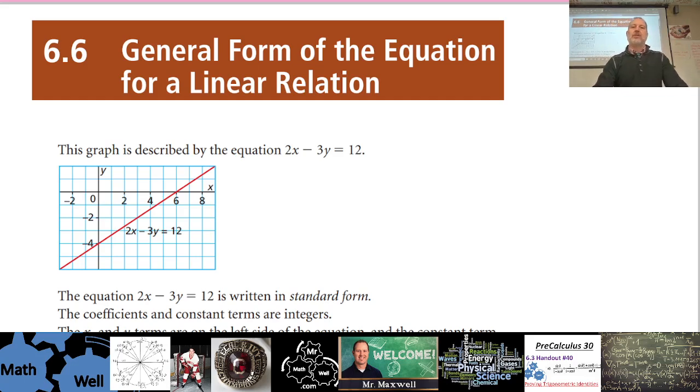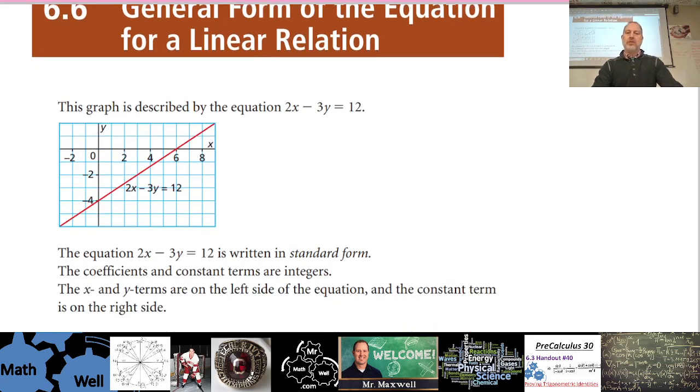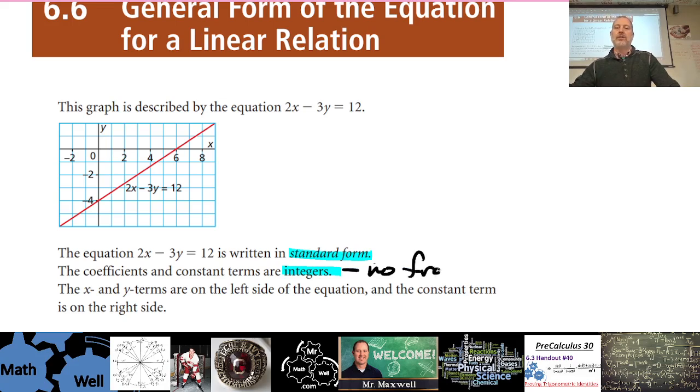First, what we want to learn about is standard form. Now, here's a straight line, the red graph. The red line is a straight line, and you may never have seen this type of equation for a line: 2x minus 3y equals 12. This is called the standard form of a line. What is characteristic of standard form? The coefficients and constant terms are all integers. So there are no fractions.